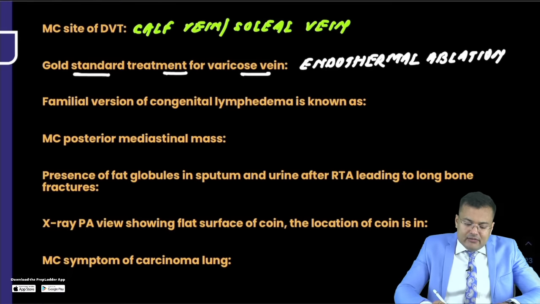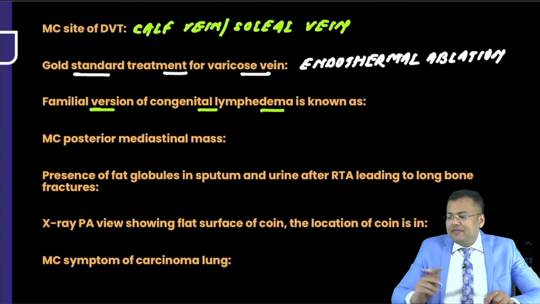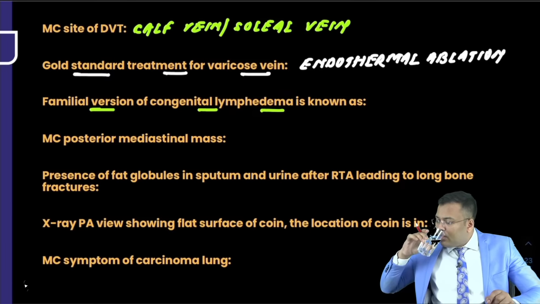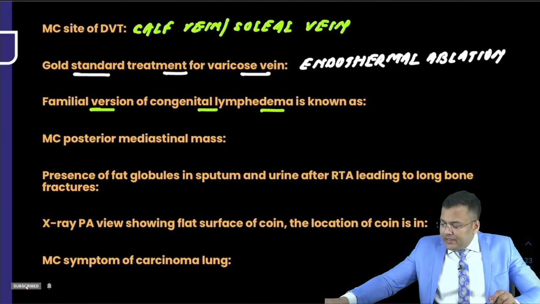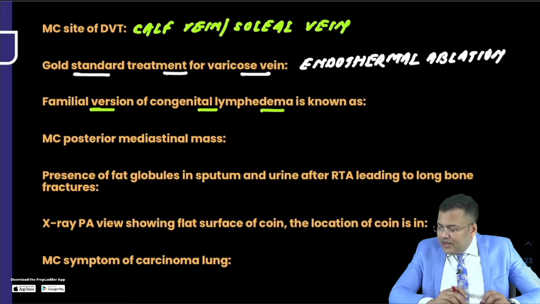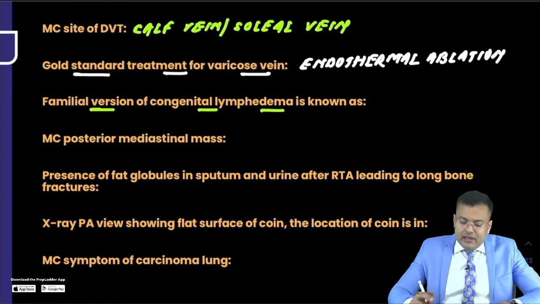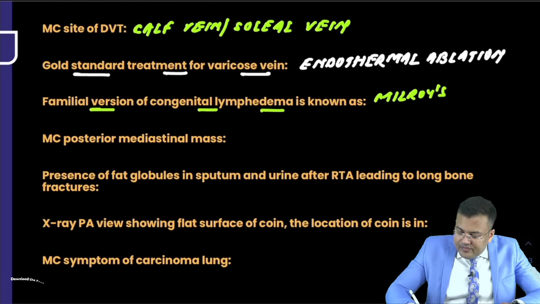Tell me, guys, another question. The familial version of congenital lymphedema is known as what? What's the name of this disease? Yes, Ankit Gujjar, correct. Appu Hariharan, very good. This is Milroy's disease. Clear, guys?